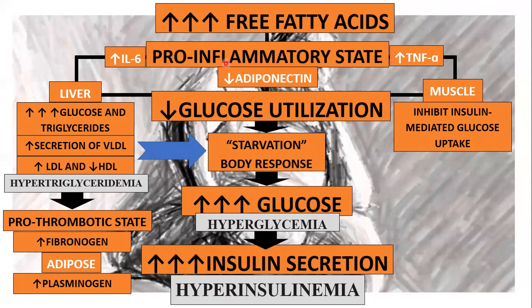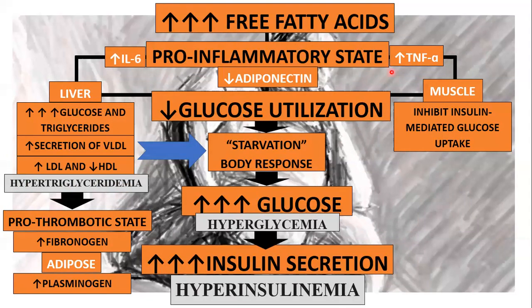And with the insulin resistance in the liver, it would increase the glucose production and triglycerides. And also, it would increase the secretion of very low density lipoprotein. And an important metabolic derangement in the lipid profile of our patient would be an increase in LDL and a decrease in HDL. This now would be manifested by hypertriglyceridemia.